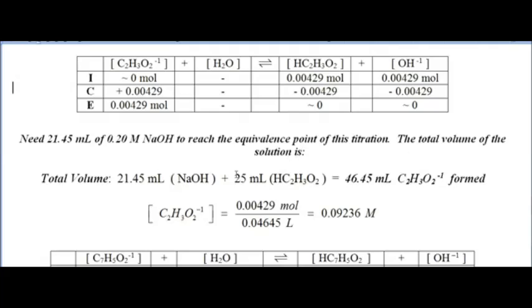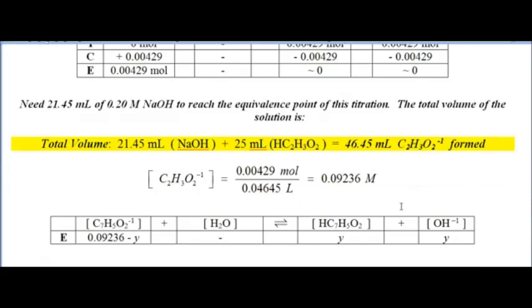Before we can do that, we have to know what the total volume of our mixture is. So we know that we have 25 milliliters of our acetic acid, which is not going to change throughout this reaction, and then the 21.45 milliliters of the sodium hydroxide, for a total volume of 46.45 milliliters. Convert that 46.45 milliliters into liters, so that we can get our new concentration.